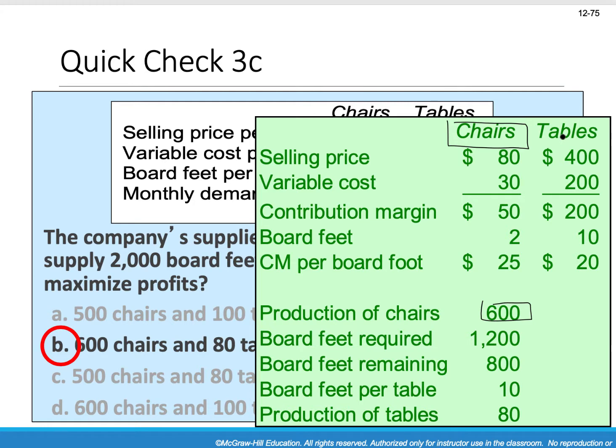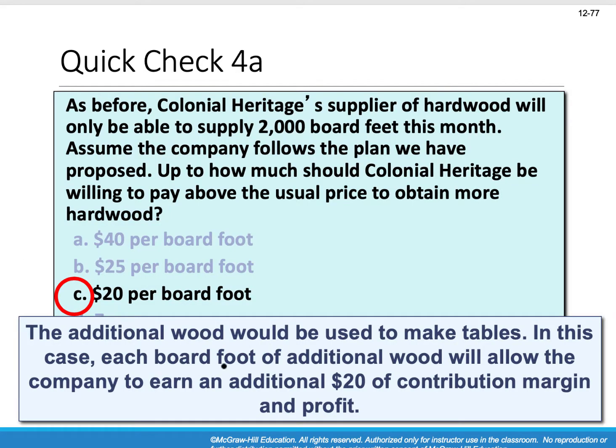So how much would we be willing to pay above the usual price to obtain more hardwood? Well, it's the contribution margin per board foot of that product, $20. Okay? Why? Because if we pay $20 above the original price, that means that our contribution margin is going to go to zero, right? On a per unit basis. And if you think back to CVP analysis, we'll just be breaking even on those tables, okay?